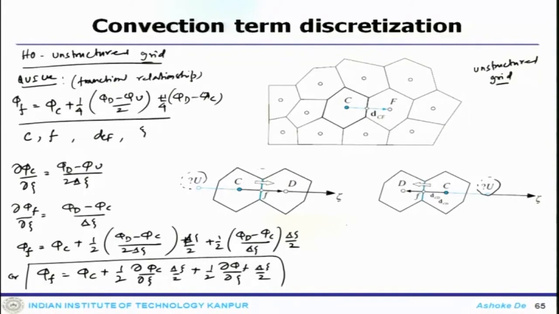So, you can write phi f equals phi c plus half of delta phi c dot d_CF plus half of delta phi f dot d_CF, which is quite suitable for use in the context of unstructured grids. This only requires the information related to the gradient at the locations C and F. As long as the computation of these gradients is second order, the way to calculate them becomes immaterial, and this gives higher flexibility as compared to the original formulation over unstructured grids.